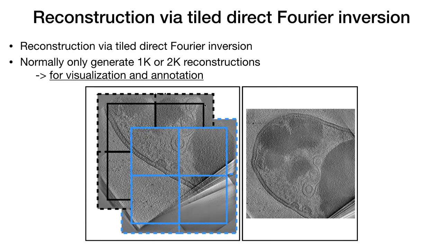So typically, when we do these reconstructions of the whole cellular volumes, we generate downsampled reconstructions, which are only 1K or 2K, because that's good enough resolution to identify all the cellular features that you're interested in. And once you've identified the features, then you go back to the original tilt series, the original tomogram, and you can extract the full resolution molecules that you want to average.